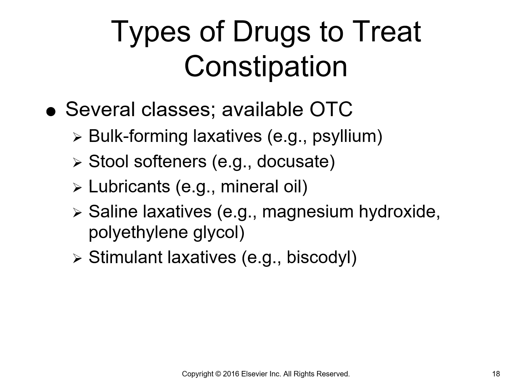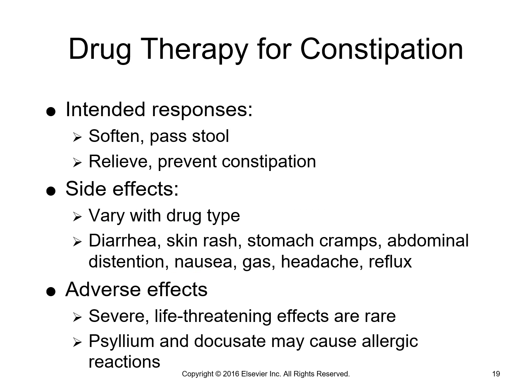So these are the types of drugs that we use to treat constipation. You have your bulk forming laxatives, stool softeners, lubricants, saline laxatives, and stimulant laxatives. The intended response for this group of medication is, of course, to soften and pass the stool. If your stool is softer, it will be easier to pass, to relieve and prevent constipation.